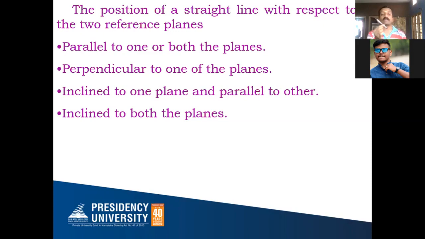This is the case we're going to discuss in the next class, the exercises wherein the line is inclined to both the planes. Next class I'll teach you how to tilt the line to get the true length. All those things we'll discuss in the next class. So all three cases we have discussed. I'll stop here today.